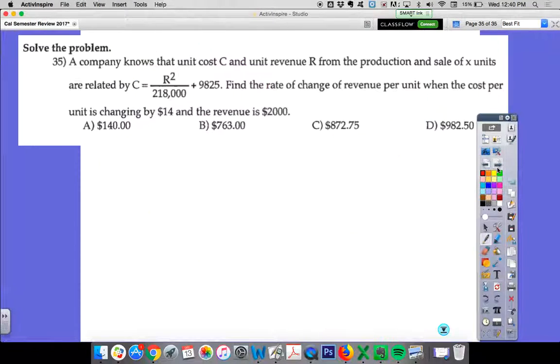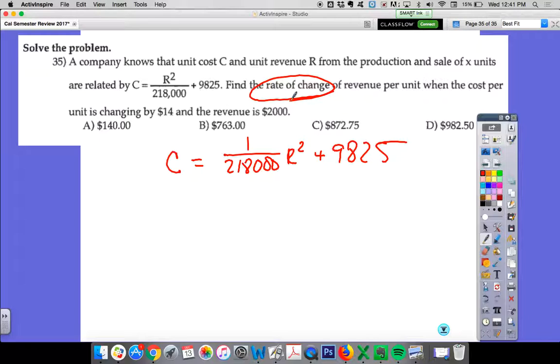Alrighty. So let's see here. This says a company knows that unit cost C and revenue R from production sales unit is that thing right there. Okay, so let's just write this down. And by the way, when I write this down, I'm going to go ahead and split it up. I'm going to make it a great big fraction times r squared, so it looks more like a polynomial. So find the rate of change. Okay, what does rate of change mean?